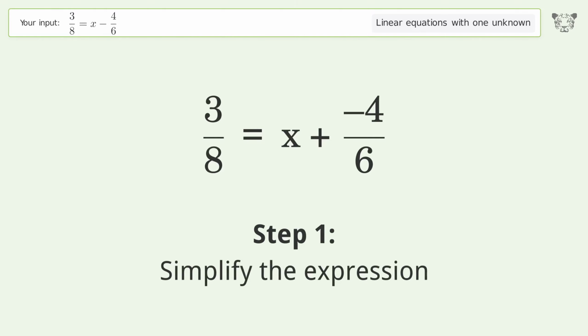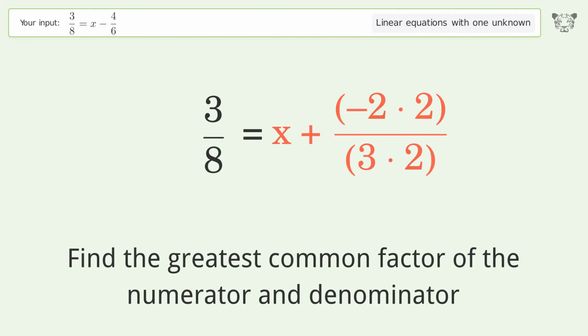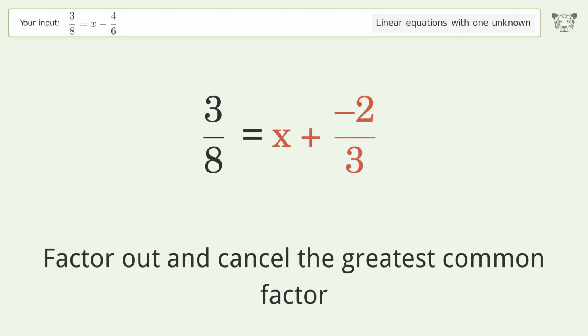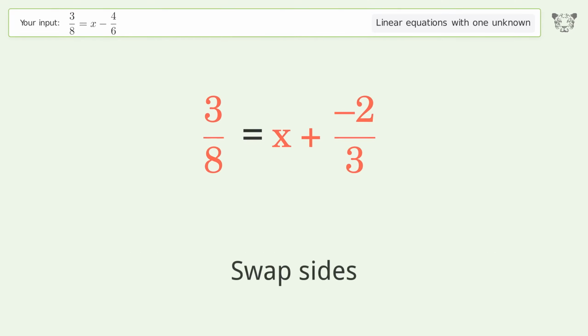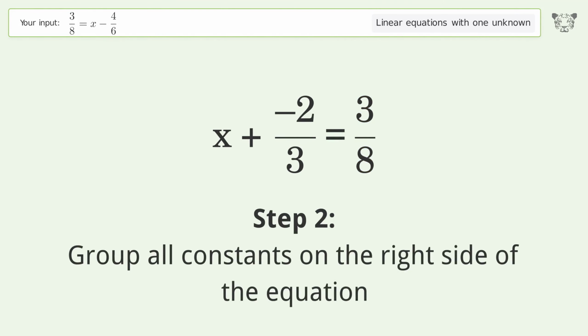Simplify the expression. Find the greatest common factor of the numerator and denominator. Factor out and cancel the greatest common factor. Swap sides. Group all constants on the right side of the equation.